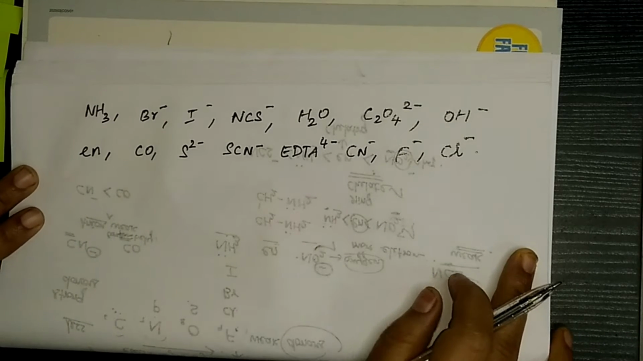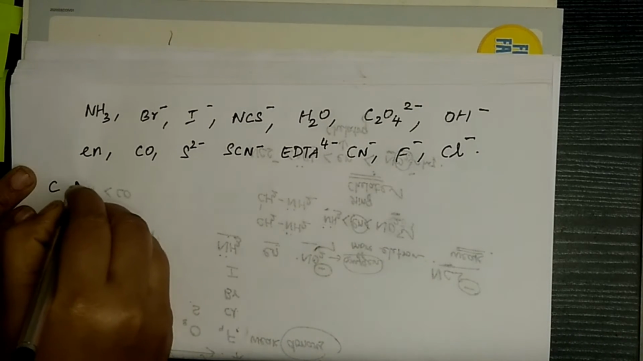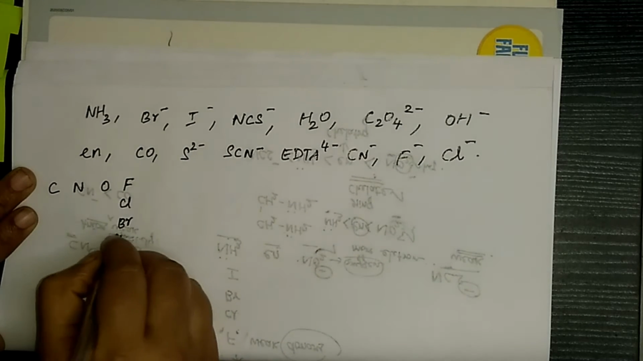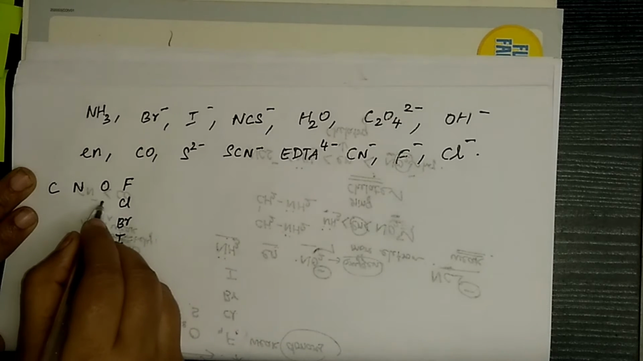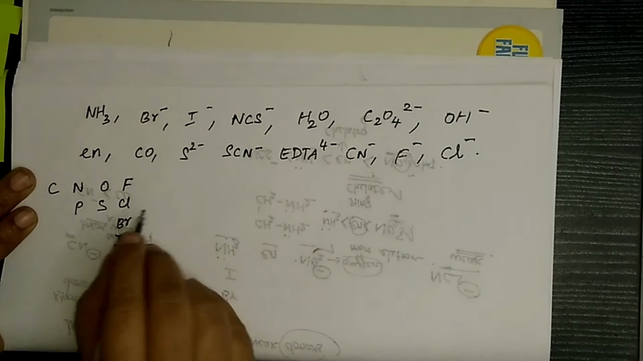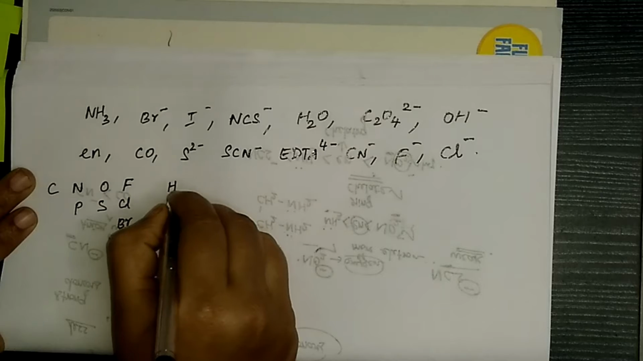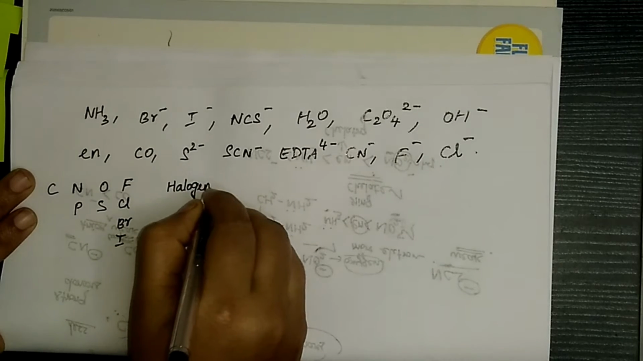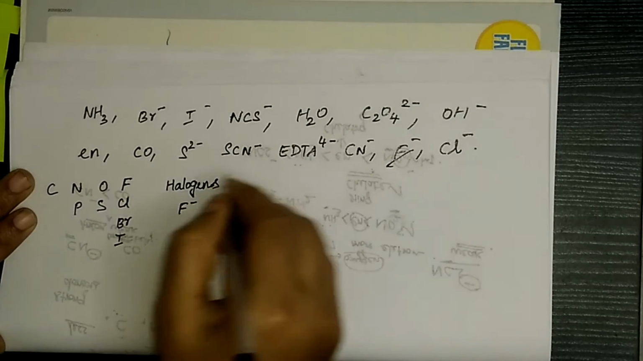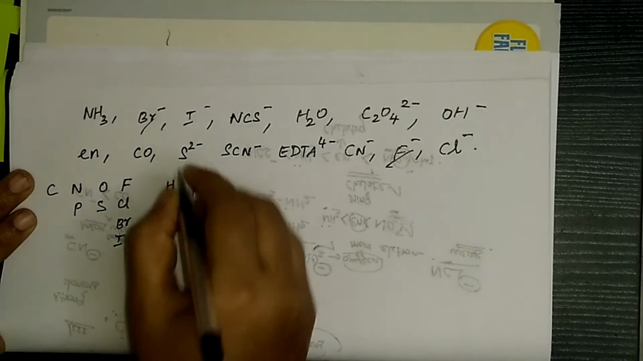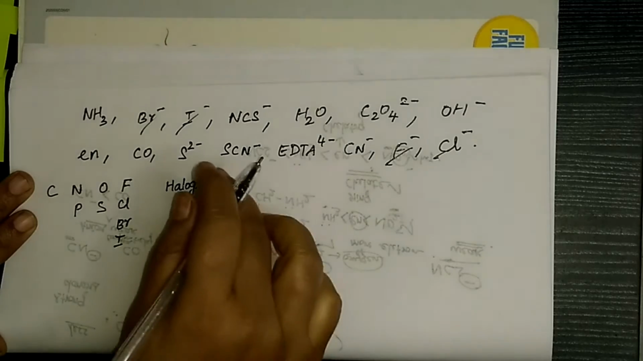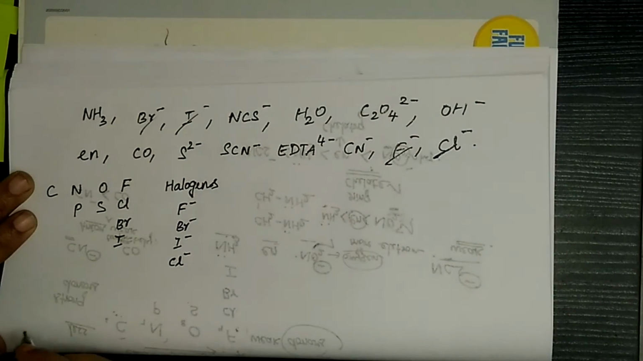So I am going to rearrange. Let us have this clue: C, N, O, fluorine, chlorine, bromine, iodine, and below oxygen you have sulfur, and here you have phosphorus. First I am arranging weaker to stronger. First I am writing halogens. What are halogens here? Fluorine minus is there, bromine minus is there, iodine minus is there, and then chlorine is there. So these are the halogens present. First you arrange the halogens.